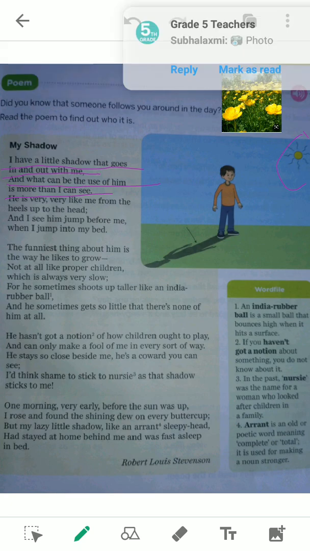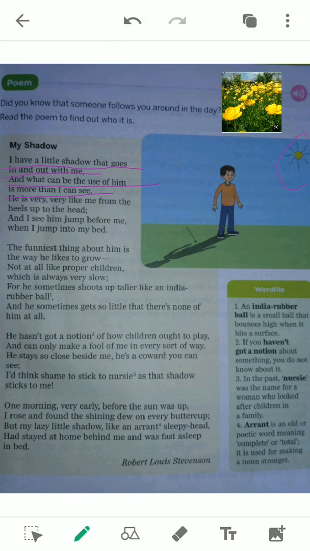So, I have a little shadow that goes in and out with me, and what can be the use of him is more than I can see. This is the first stanza. The shadow always accompanies him wherever he goes, always follows him, and the shadow has no use except it is visible to him. That is what the first stanza says. Now, come to the second stanza.